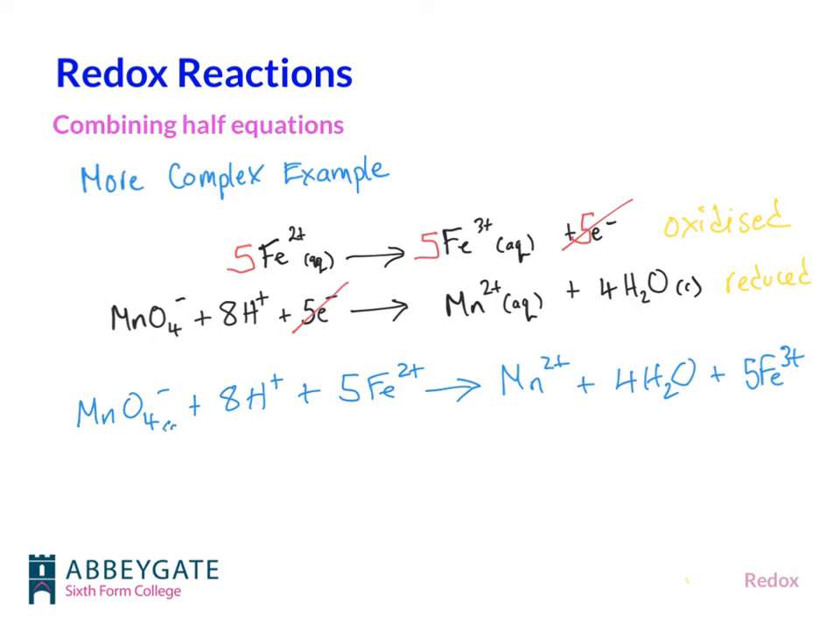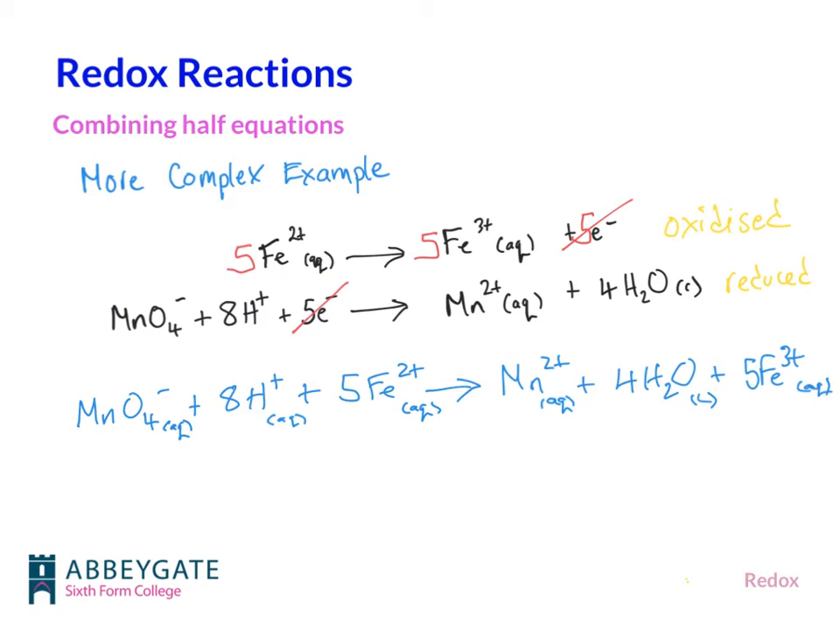So manganate is aqueous, the hydrogens are aqueous, this is going to be aqueous, water's obviously a liquid, and so this whole thing's happening in solution. Right, so this is our whole combined equation. We can see we've no longer got any electrons in it, so it's not a half equation anymore, and everything is combined. Final points to note then.